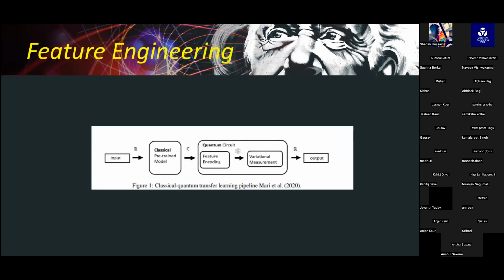Using this GAN, as you can see, this is the typical quantum computing model that we are looking at. Using a similar input, we will have a classical pre-trained model. This classical pre-trained model will be powered by the quantum circuit. It will be powered by quantum machine learning algorithms, which I will show you very shortly, and it will give you the output.